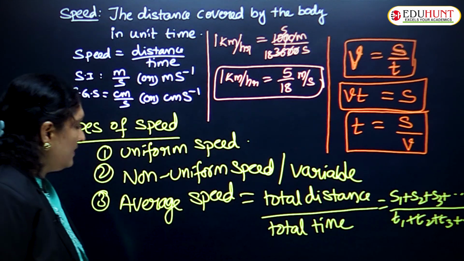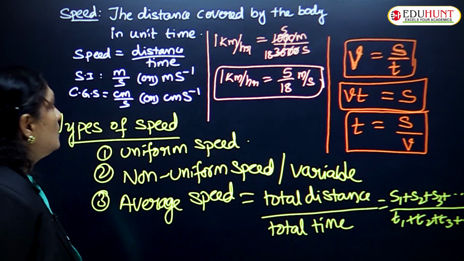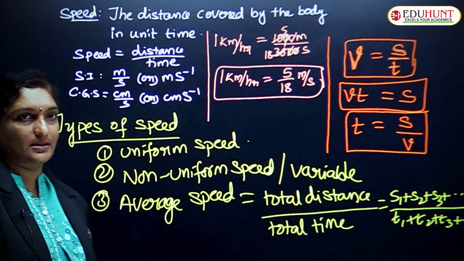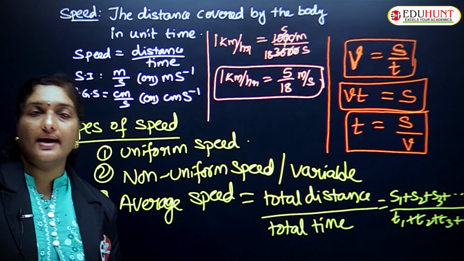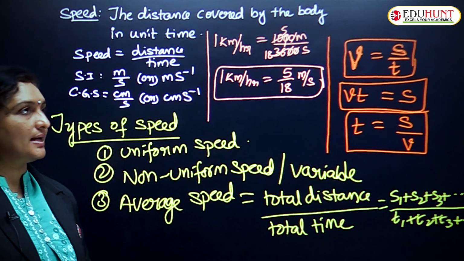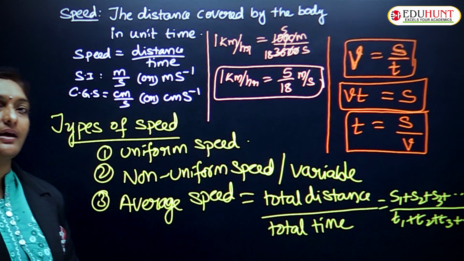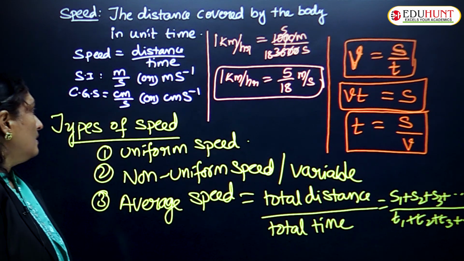So children, let us recall what speed is. The distance covered by a body in unit time is called speed, and the formula is speed equals distance by time. The SI unit is meter per second and the CGS unit is centimeter per second. Another unit is kilometer per hour, where 1 kilometer per hour equals 5/18 meter per second.